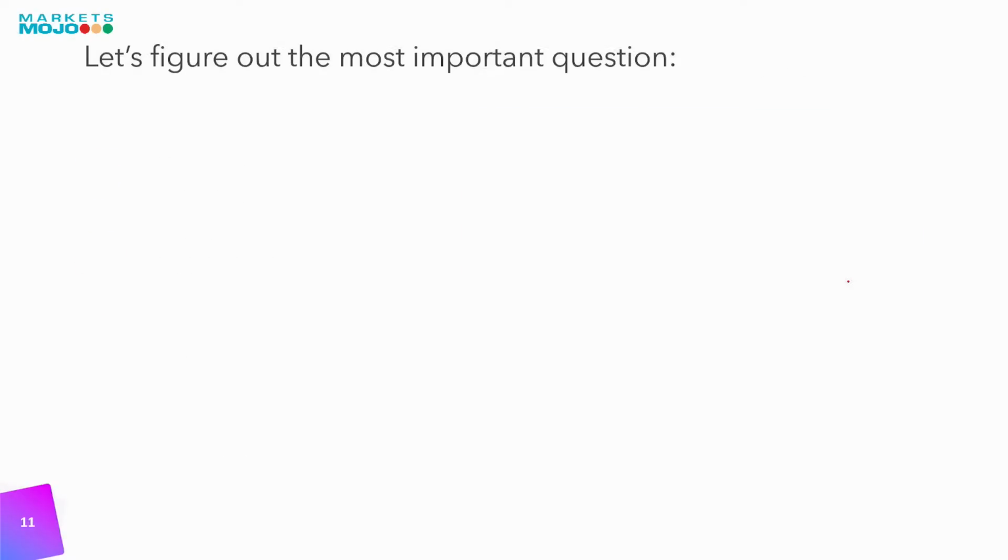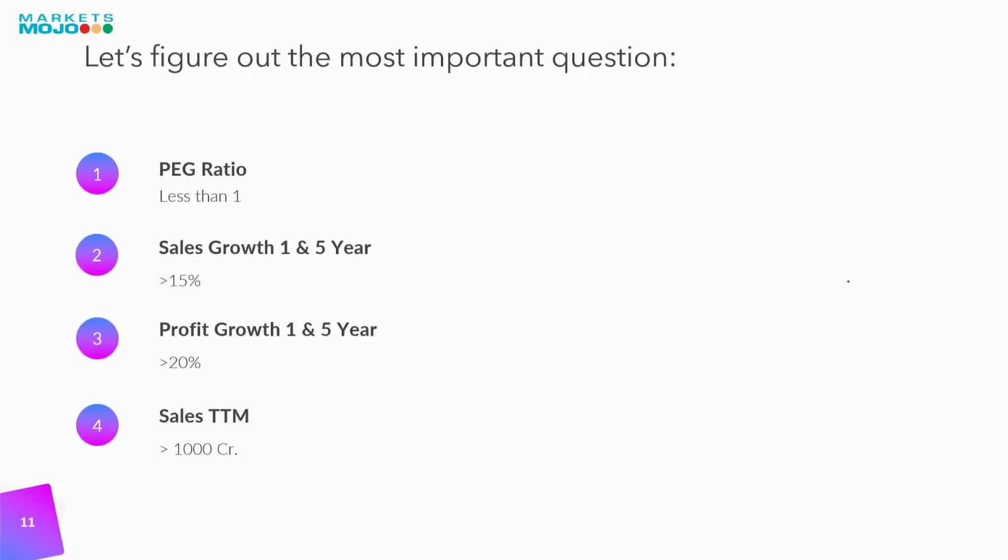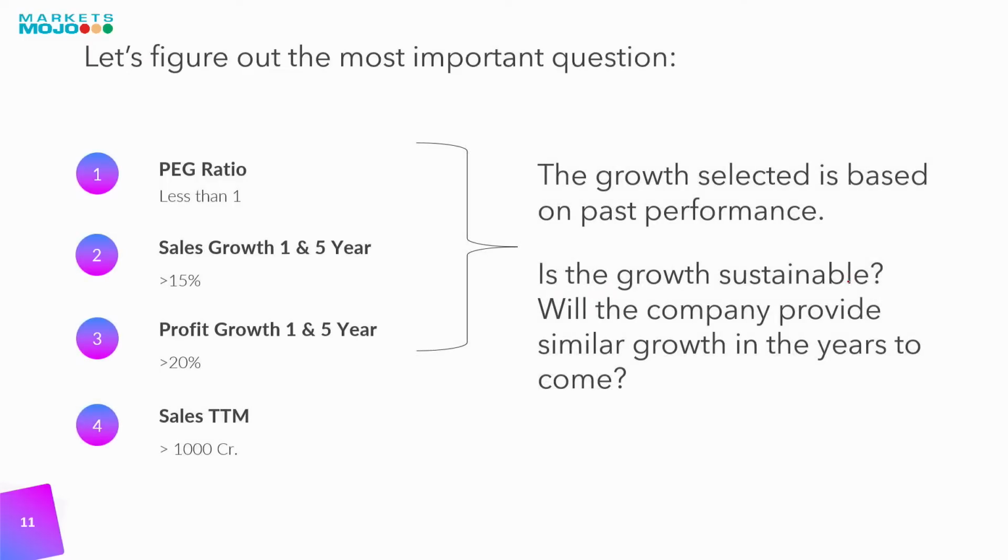Now that we made a basic screener, let's figure out one important question in this particular screen. We looked at the PEG ratio, that's great. We looked at the sales growth, the profit growth, okay. But my problem here, one important question, is that the growth we've selected is based on past performance. You should actually spend some time identifying whether this growth is sustainable and will the company provide similar or better growth in the years to come.